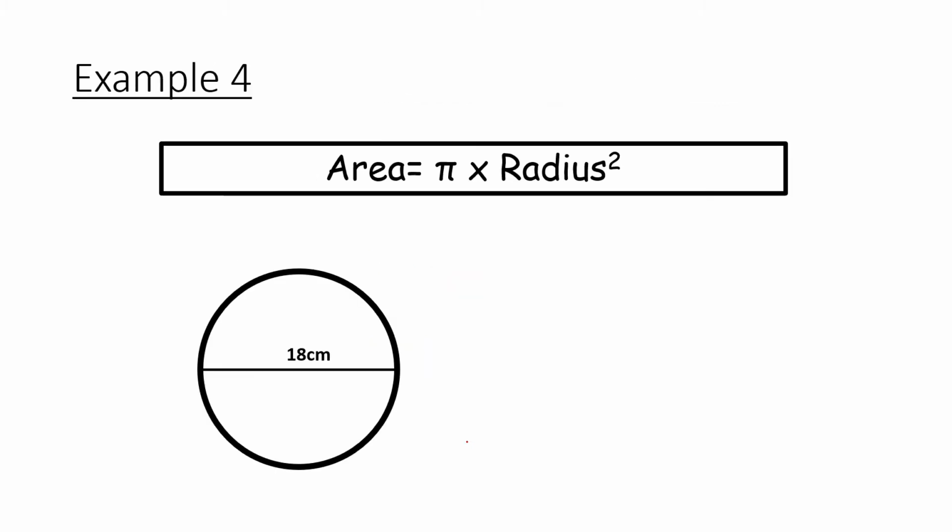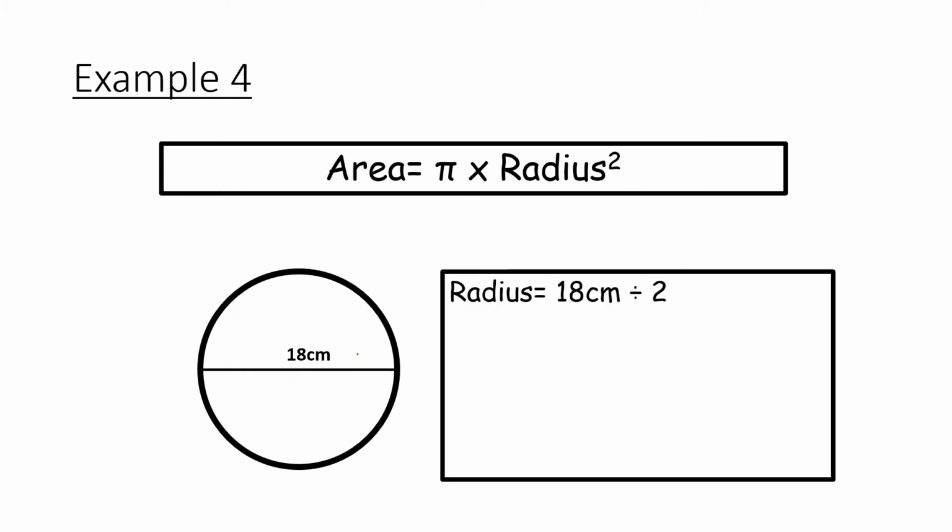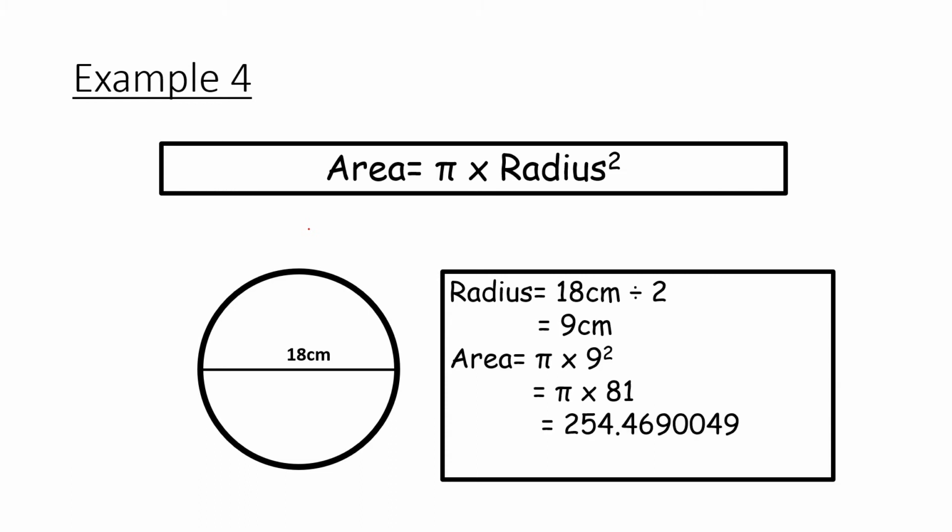Now another example. This one's slightly different. The reason for it is because you'll notice that we're not given the radius, we're given the diameter. So the first thing we have to do is divide our diameter by 2 to give us our radius, which is an answer of 9. We can then input it into our formula. So it's pi times 9 squared, which will give us an answer of pi times 81, and that is 254.469049, which to one decimal place is 254.5 centimeters squared.